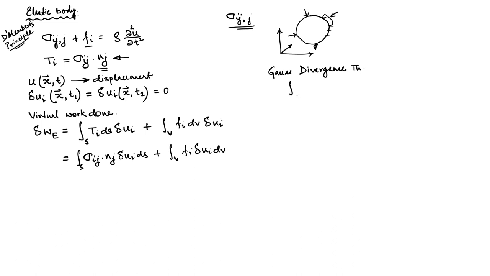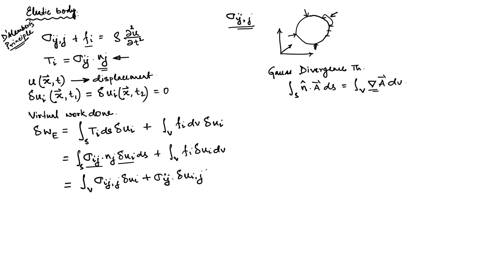What it says? It says that the surface integral of the form will be replaced by the volume integral. Now, if I use this relation, what we will get here is the volume integral over V, where you can identify sigma_ij times delta of u_i. If I apply this operator over that, we will have sigma_ij,j delta u_i plus sigma_ij times delta u_i,j dV.